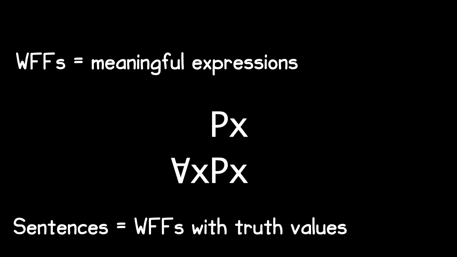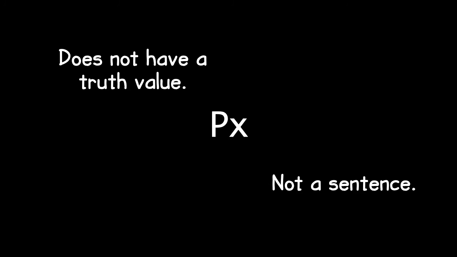Well-formed formulas are the meaningful expressions of the language. The sentences are the expressions which have truth values. Consider the expression Px, where P is a one-place predicate. It counts as a well-formed formula. It's meaningful. And it needs to be, because it can be used to build the sentence for all x Px. Nevertheless, Px doesn't have a truth value. It's not itself a sentence.